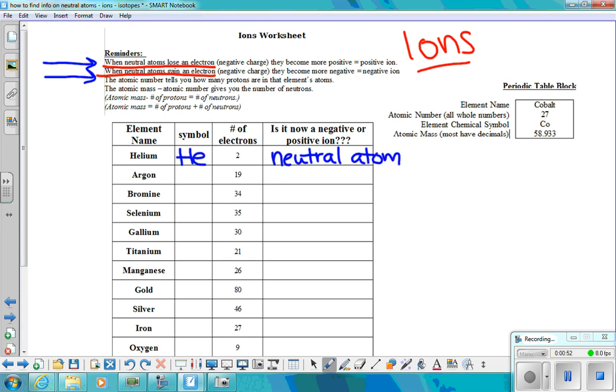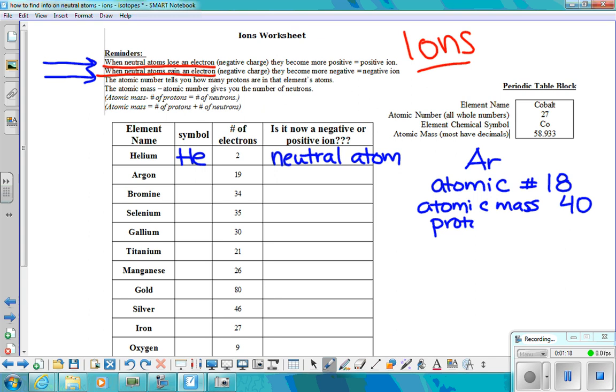Okay? So let's talk about argon. If argon is my element, the symbol is Ar. I have atomic number of 18. My atomic mass is 40. So I have how many protons? 18. How many electrons would I have in a neutral atom? 18. Because these two will always equal each other.